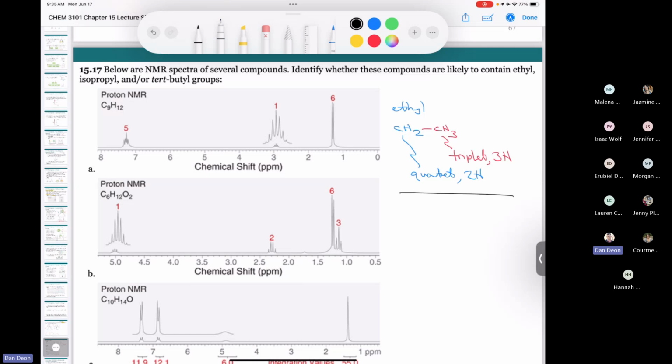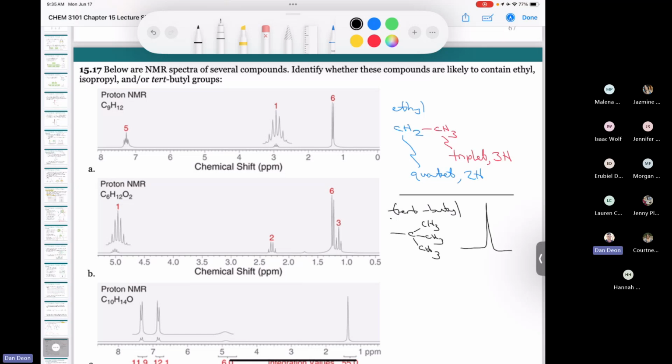Then for our tert-butyl group, we have 9 protons that are all chemically equivalent, and they're not split by anything.